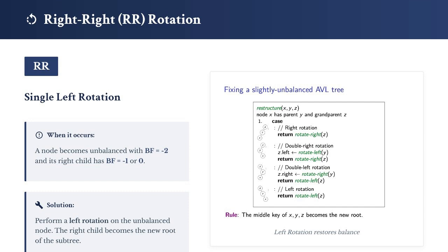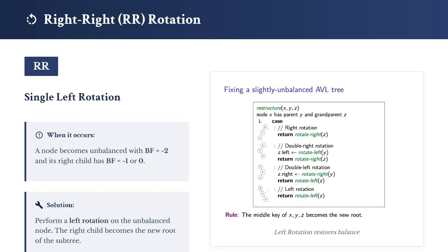To fix this, we perform a left rotation. Node 20 becomes the new root of this subtree. 10 becomes the left child of 20. 30 remains as the right child of 20. Any left subtree of 20 before the rotation becomes the right subtree of 10 after the rotation.